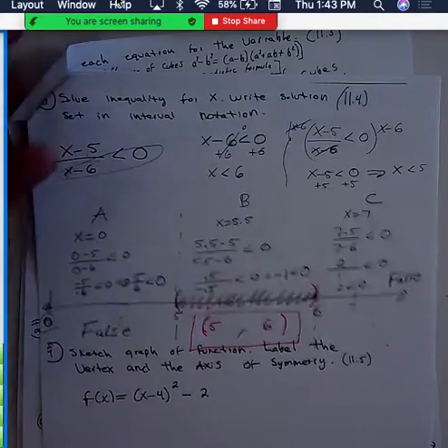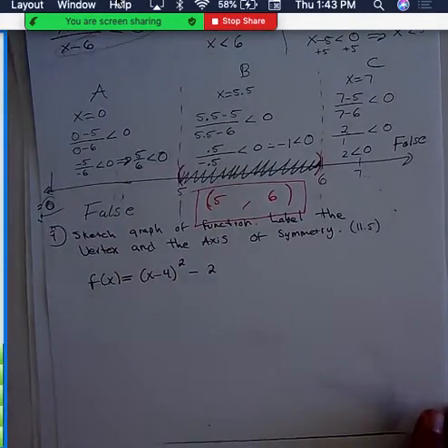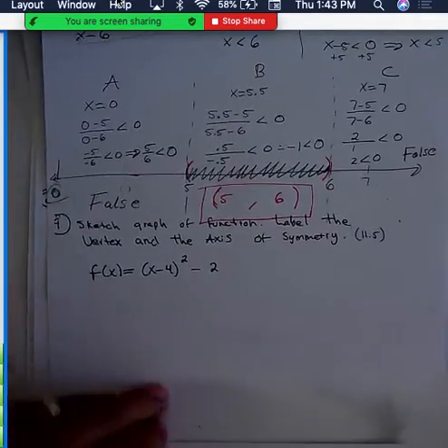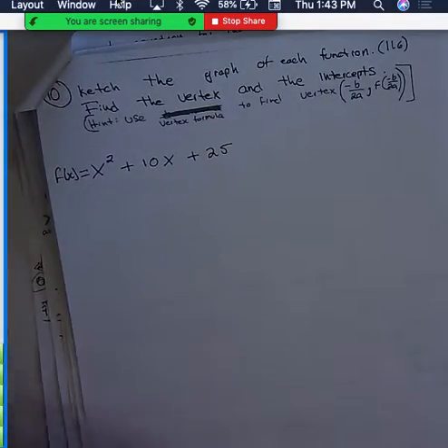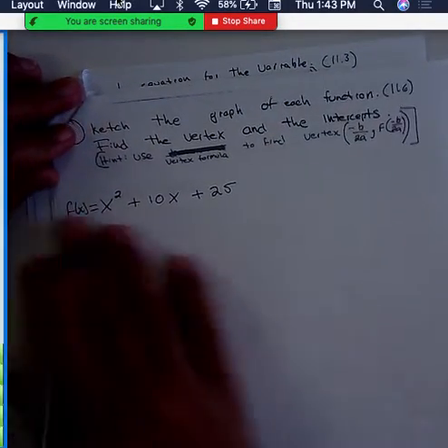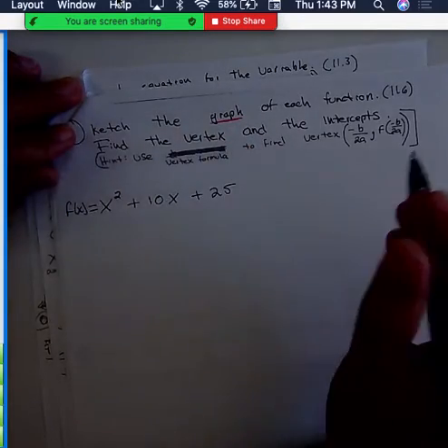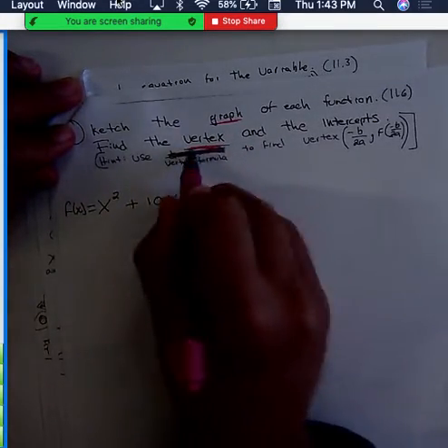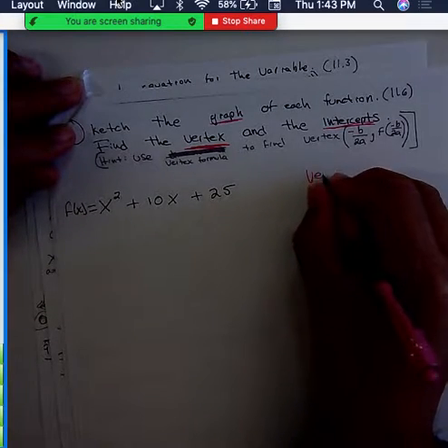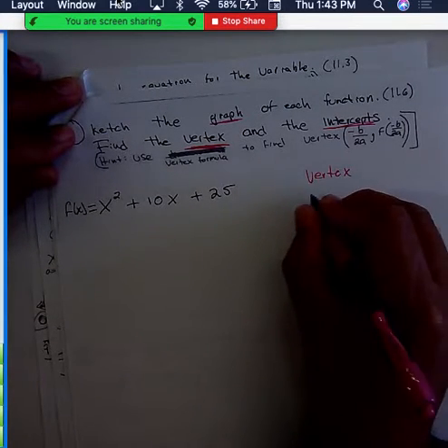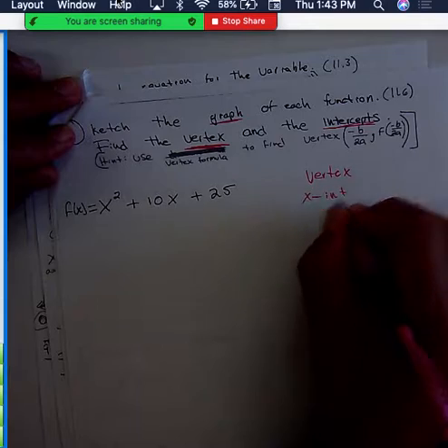Oh, I have 2 more to do. They're graphing. Okay, let me do the easy one. I'm gonna do the last one. Okay, 2 more, guys. I'm gonna try to do this one really quick. So we need to graph, find the vertex, and the intercepts. So we need the vertex, we need the x-intercept, and we need the y-intercept.